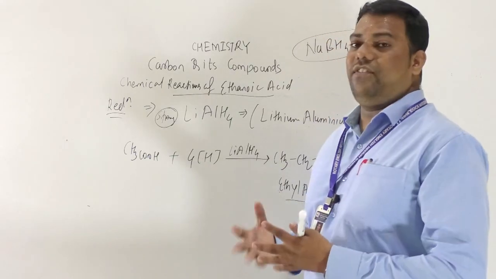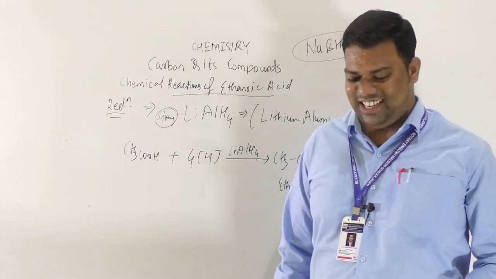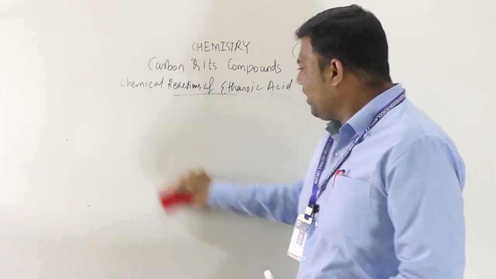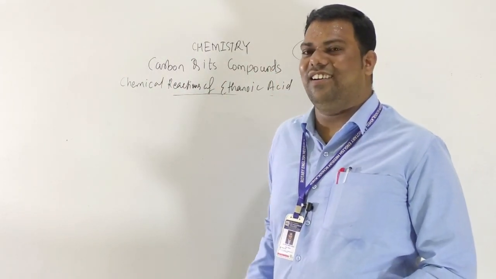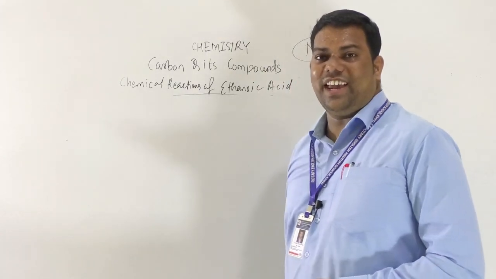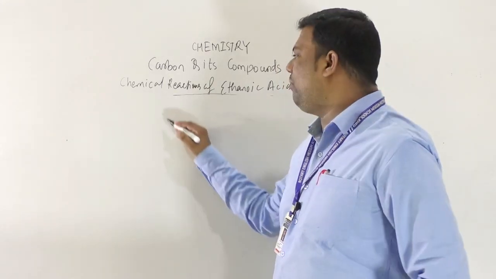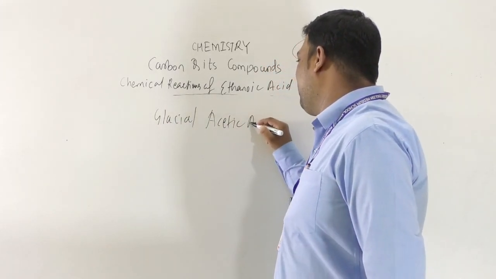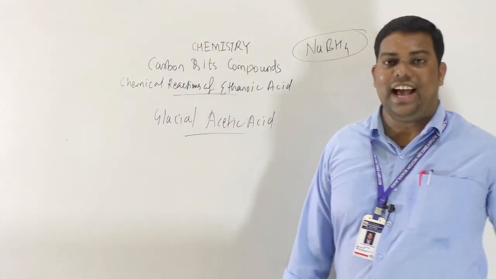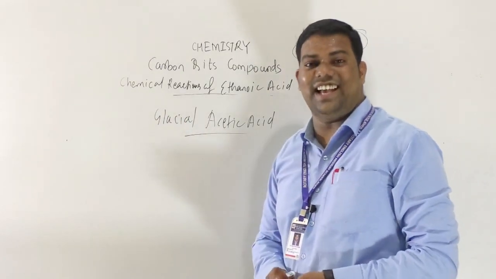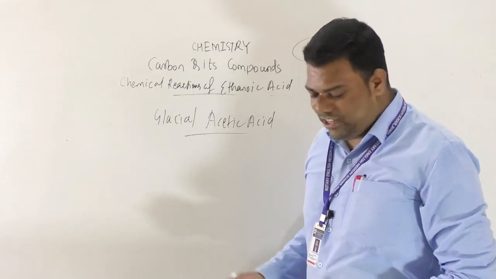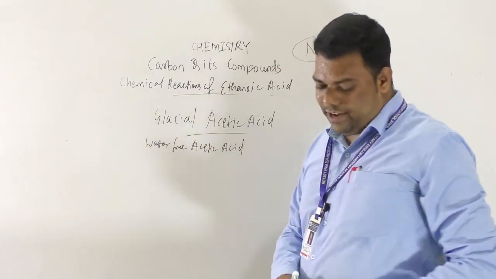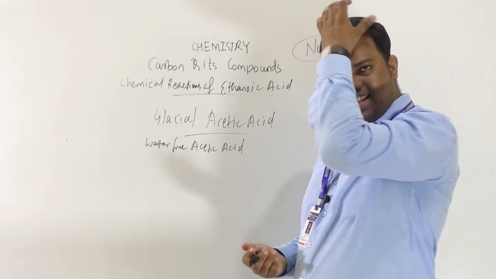Okay, and after this, one important statement regarding acetic acid. In our chemistry lab, you may have observed somewhere in the reagent rack where we kept reagents, a bottle of acetic acid. On that bottle they wrote glacial acetic acid. So glacial acetic acid means water-free acetic acid, or we can write anhydrous acetic acid.